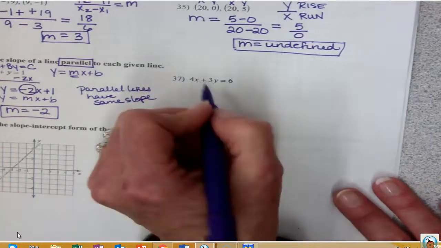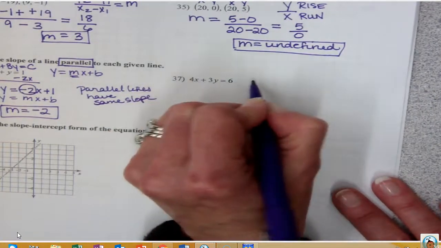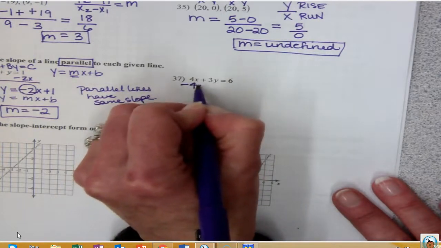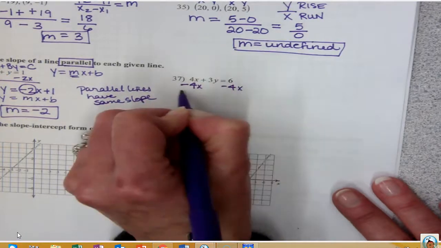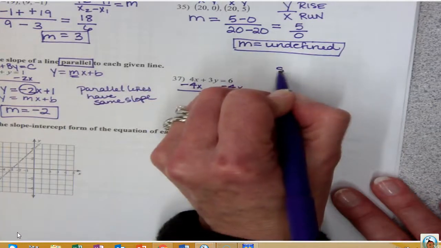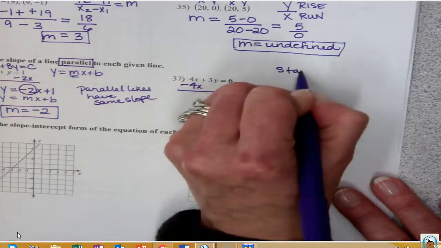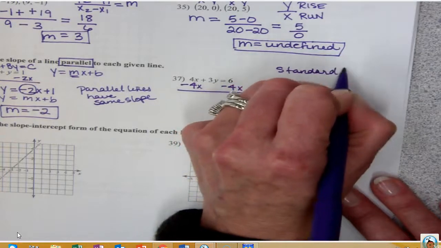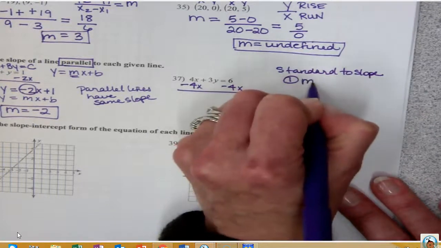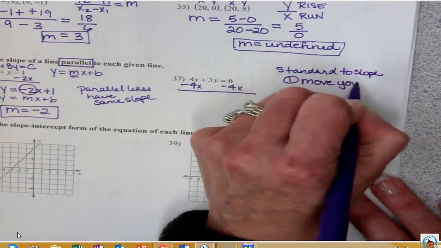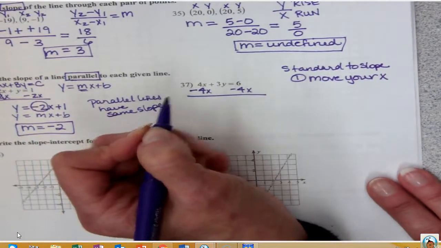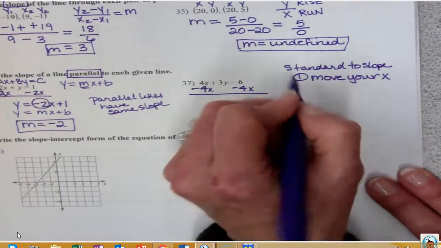Same here. Let's figure this out. It's in standard form. We've got to change it to y-intercept form, or slope-intercept form. So we're going to subtract 4x from both sides. We've got to move our x. So when you're going from standard to slope, first step, move your x. Kind of like in that show, move your bus. Move your x, move the bus.